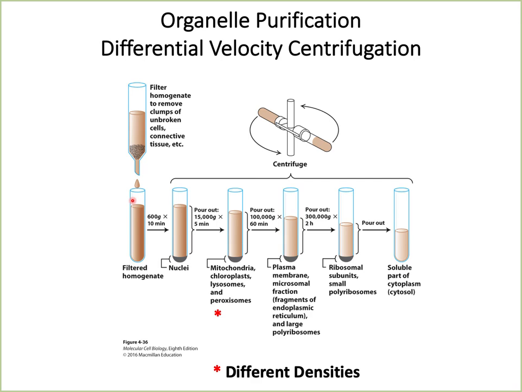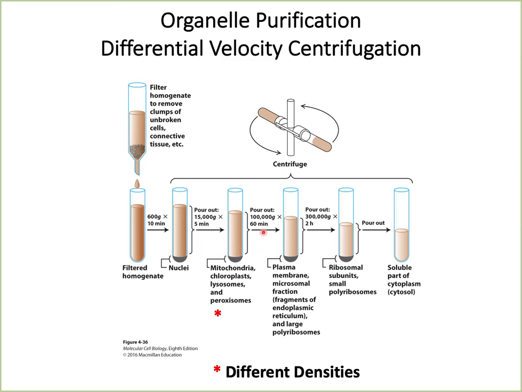If you only collect that pellet, you can study the nuclei from the sample. But if you want to study other organelles, you can take the supernatant from that pellet and apply higher speed spins. In this example, 15,000 G for 5 minutes, under those conditions, you will pellet mitochondria, chloroplasts from plant cells, lysosomes, and peroxisomes as well.